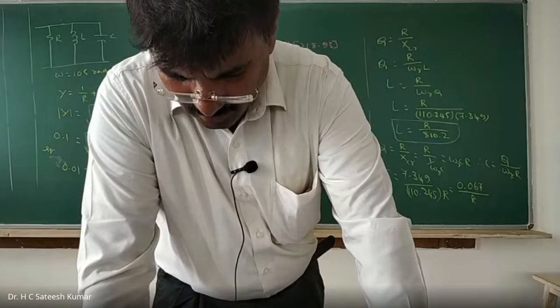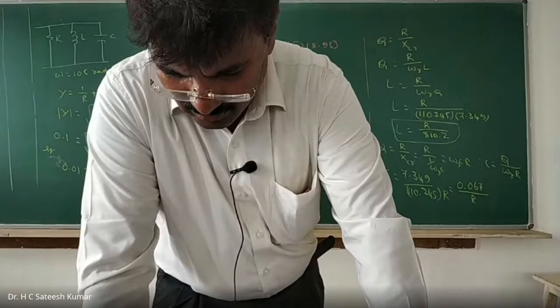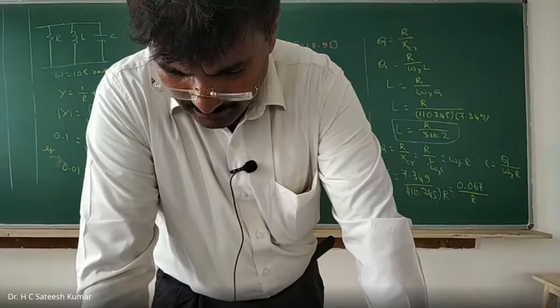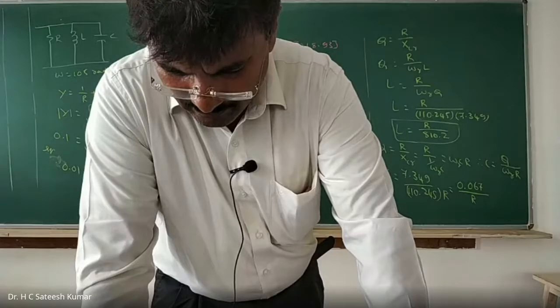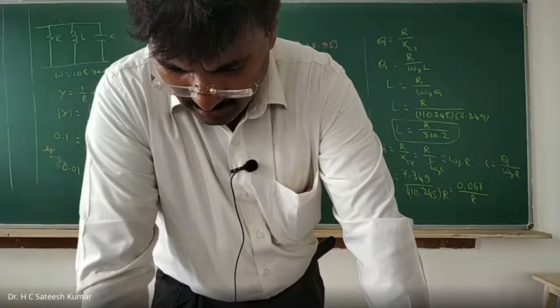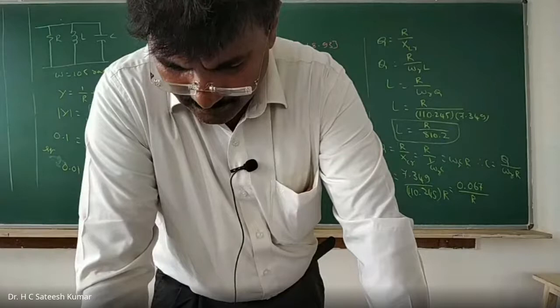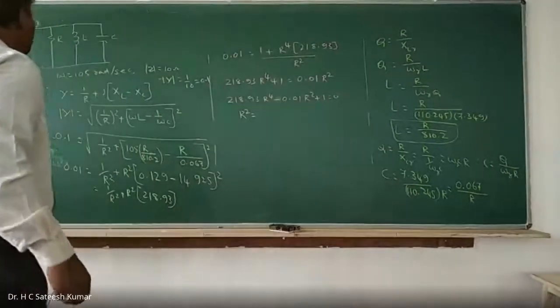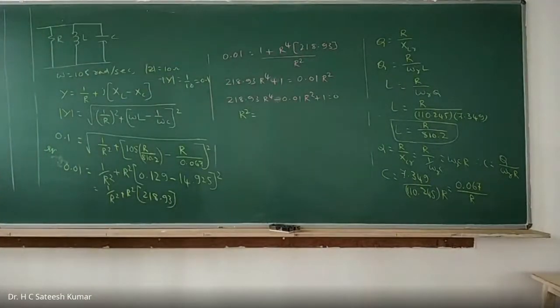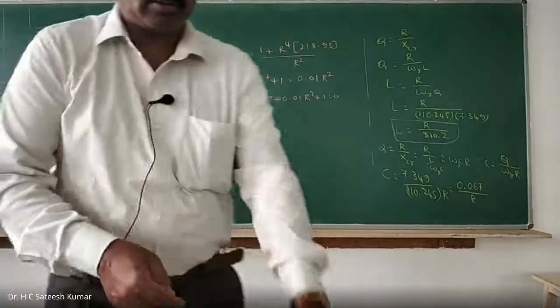Anyhow, XL is XC is good. Let us see what the equation is, one minute. Omega L minus omega C. Oh, our equation is wrong here. One minute.